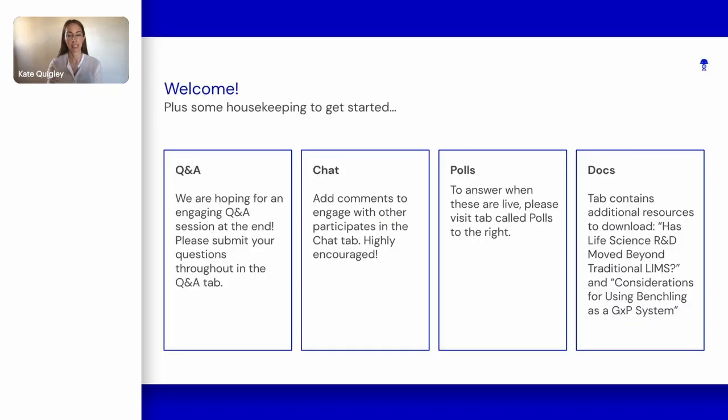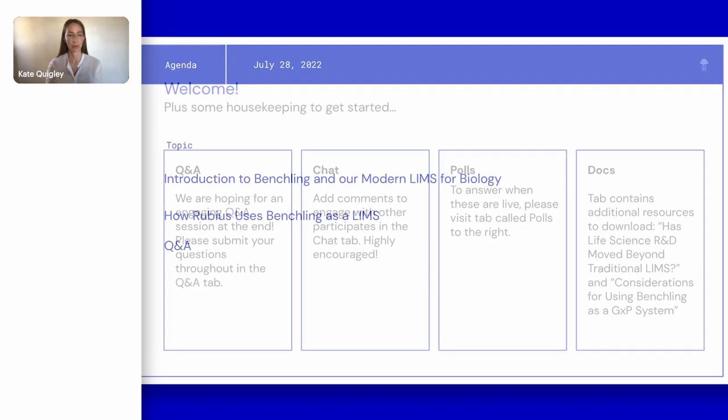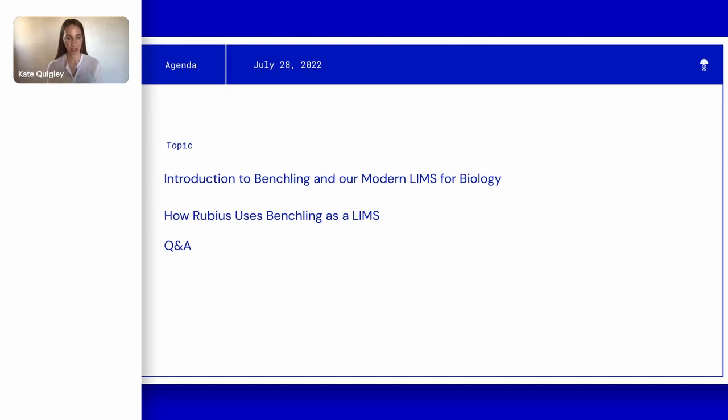Our agenda today is pretty straightforward. First, at the top here, we'll introduce Benchling and how it can be used as a modern LIMS for biology. I'll first share some perspectives on the market need for a better and scientifically aware solution. And Derek will jump in to show you how it works. Next, Keith will share Rubius' story. And we're eager to spend the last portion of our time on what will hopefully be a pretty robust Q&A.